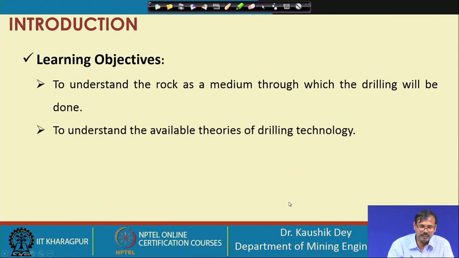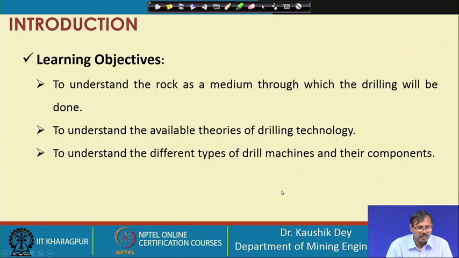The second learning objective is that we should understand the available theories of the drilling technology. So, basically drilling is the creating of hole by the interaction of a tool and the medium. This tool is nowadays the mechanized cutting tool, that means the metal based cutting tool. So, this metal based cutting tool is basically acting onto the rock medium, and their interactions are basically resulting into the hole. So, basically we have to understand how this drill tool and the rock are interacting with each other, and how we are applying the force onto the rock tool so that the holes can be made. So, that is why this understanding of these theories of drilling technology is very, very important, and we are covering this objective in this subject.